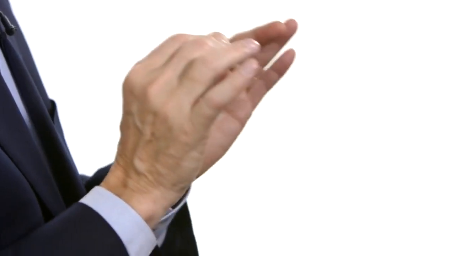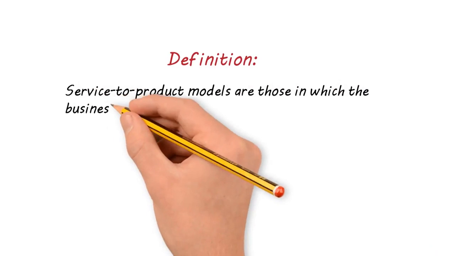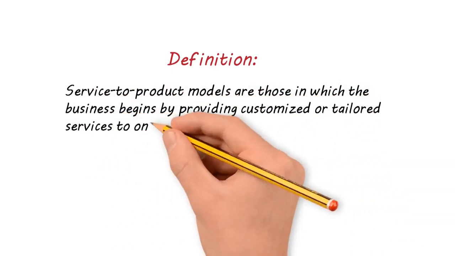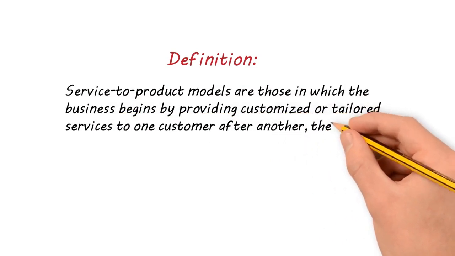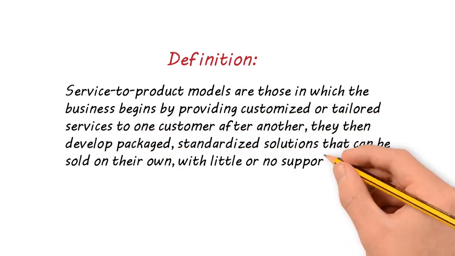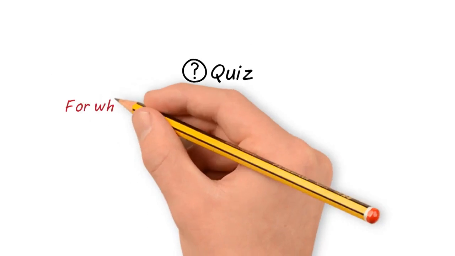So let's make sure we know what we're talking about here. Service-to-product models are those in which the business begins by providing customized or tailored services to one customer, and then another, and then another. Eventually, they develop packaged, standardized solutions that can be sold on a standalone basis with little or no service support. So let's start here with a little quiz.